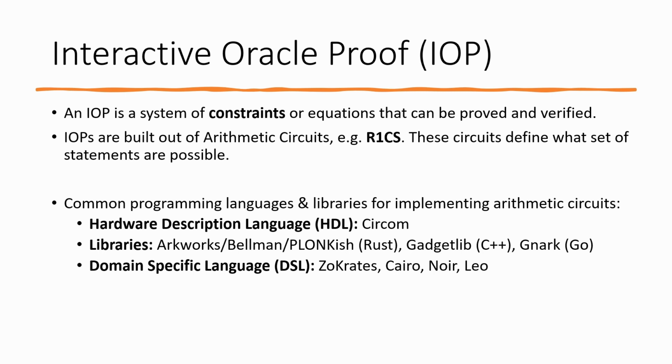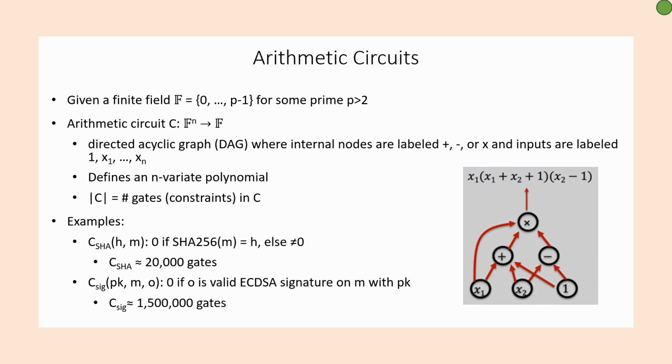Let's look at the formal definition of an arithmetic circuit. Given a finite field F with the elements 0 to p minus 1 for some prime p, an arithmetic circuit C takes n elements of the finite field F and produces another element in F. Arithmetic circuits can be thought of as DAGs, where the internal nodes are labeled as plus, minus, or multiply, and the inputs are labeled 1, x1 to xn.